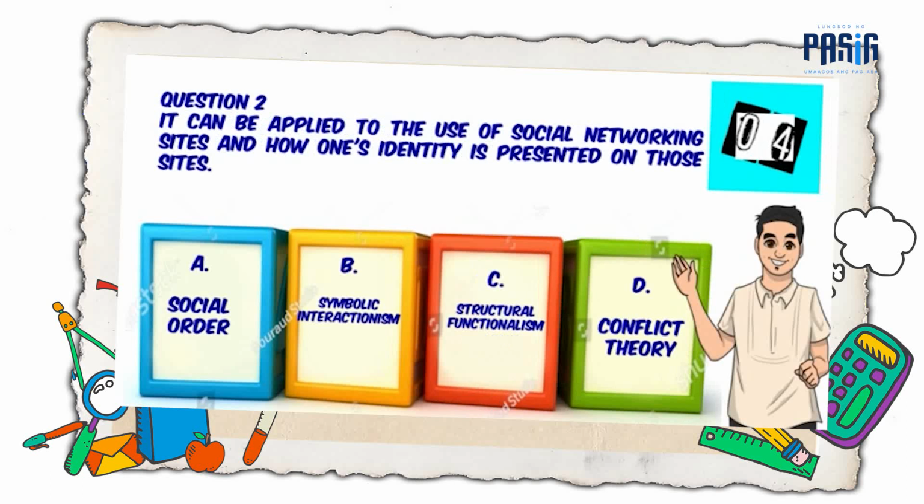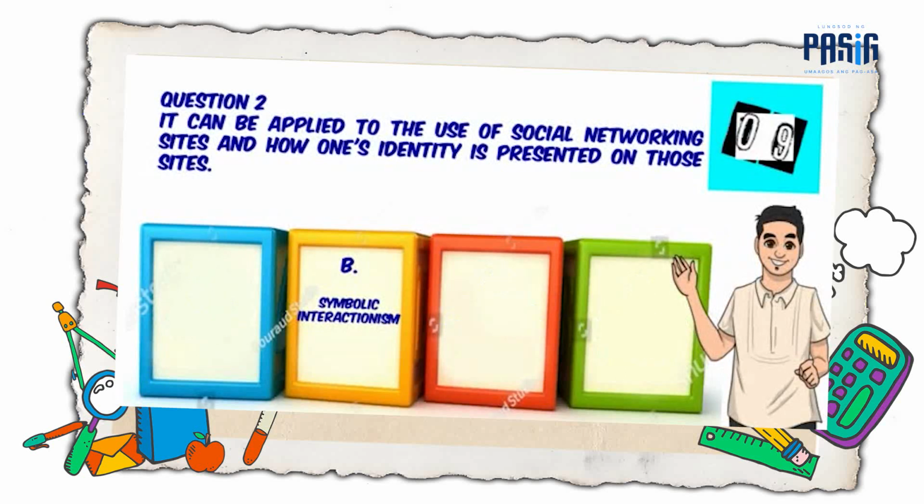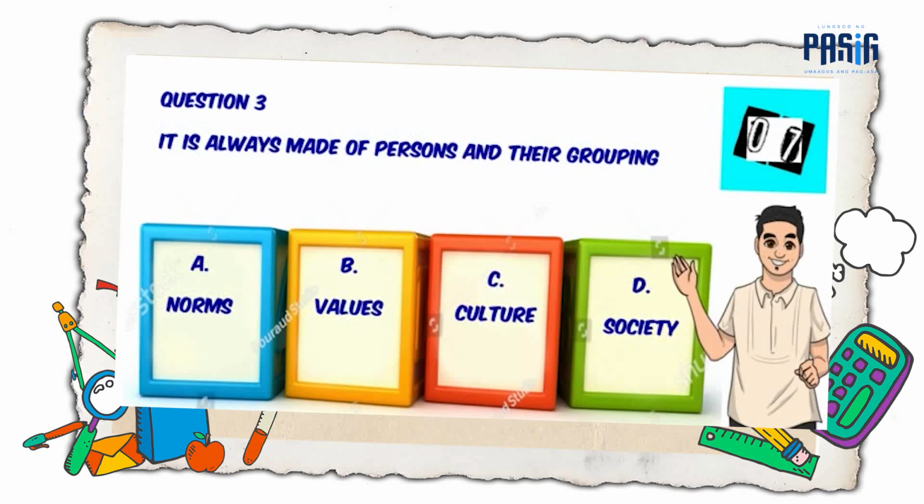Question number 2. It can be applied to the use of social networking sites and how one's identity is presented on those sites. The choices are A. Social order, B. Symbolic interactionism, C. Structural functionalism, or D. Conflict theory. The correct answer is B. Symbolic interactionism.